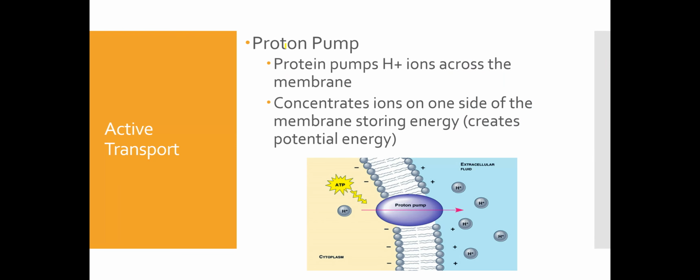Another example that is part of cellular respiration and photosynthesis is something called a proton pump. What it does is it pumps hydrogen ions across the membrane and it concentrates them. And anytime you concentrate ions, it stores energy. So it creates potential energy. Because remember, they want to go high to low. So when you make them go to one side, it creates a lot of stored energy there.